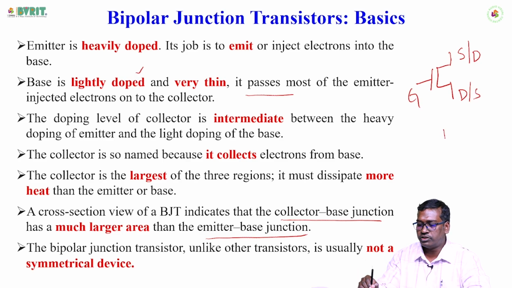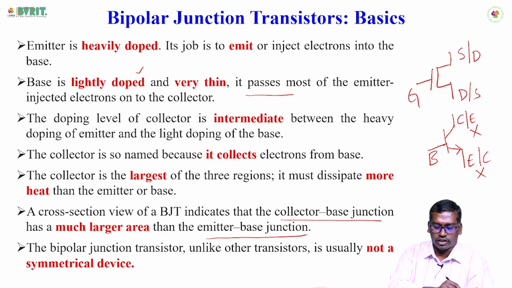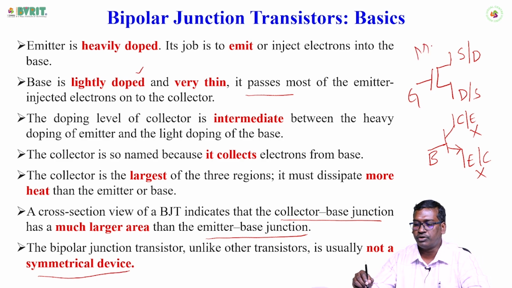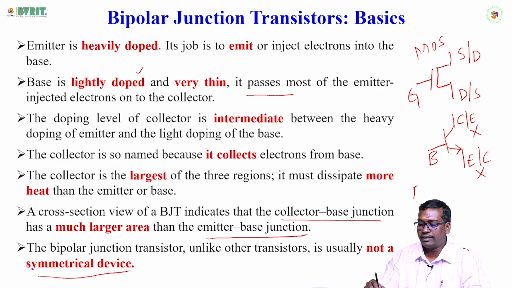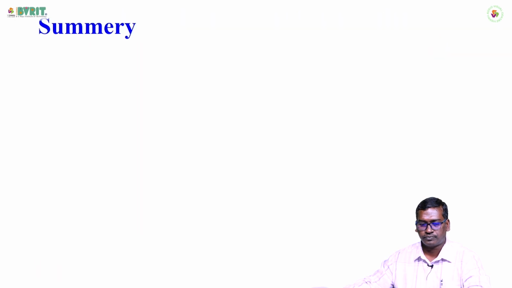But whereas in the BJT, with the base, collector and the emitter, you cannot interchange the collector as the emitter or the emitter as a collector. You cannot do that. That's why it is said to be not a symmetrical device. Whereas the MOS transistor is a symmetrical device, the BJT is not. You need to understand this terminology. It's very important for you.